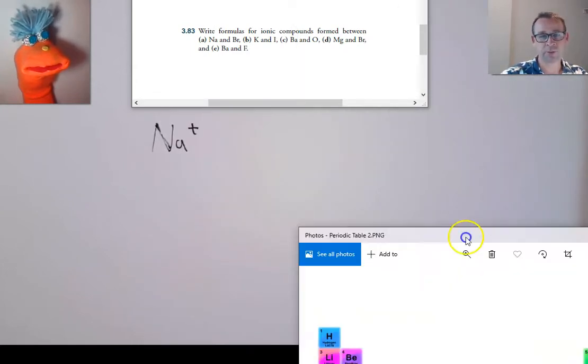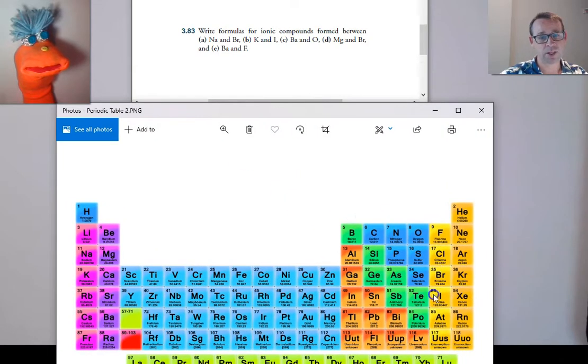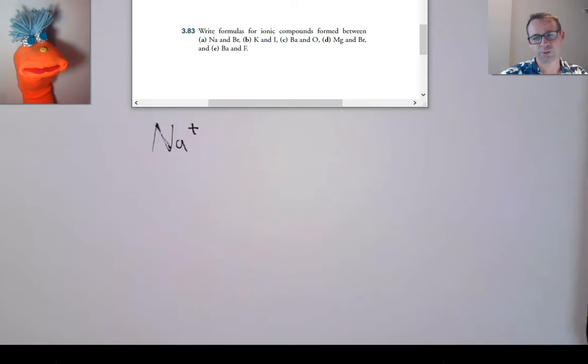And we also have kind of the same way. Everything here wants to form a -1. Everything here wants to form a -2. And everything here wants to form a -3. So that simplifies things a lot. Why do they want to form -1, -2, and -3 like that?